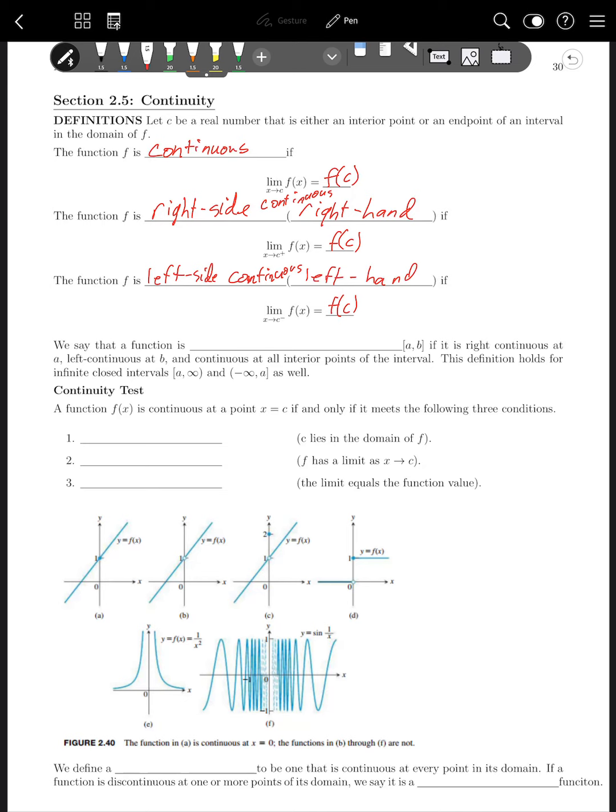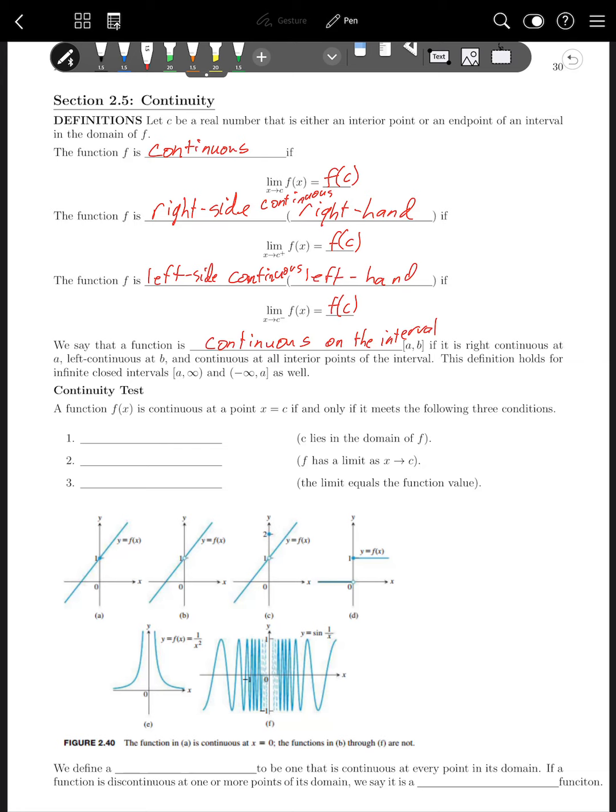We say that a function is continuous on the interval [a, b] if it is right hand continuous at a, left hand continuous at b, and continuous at all interior points of the interval. This definition holds for infinite closed intervals as well.